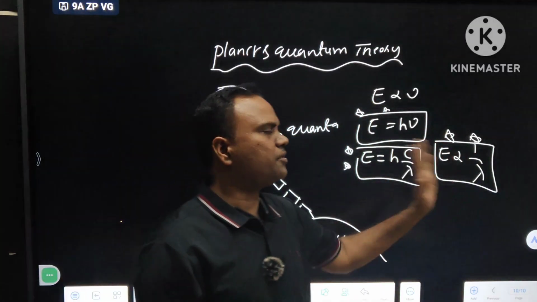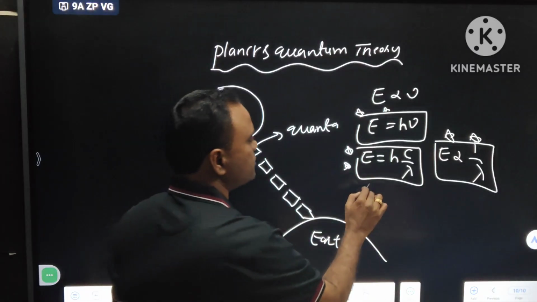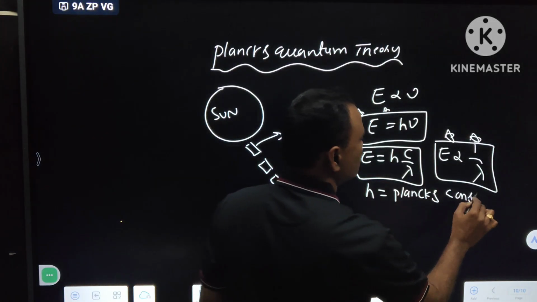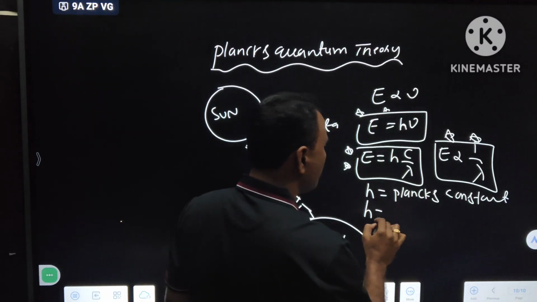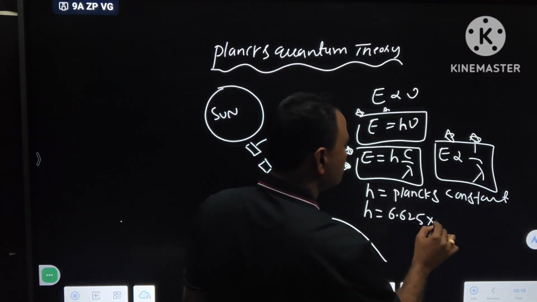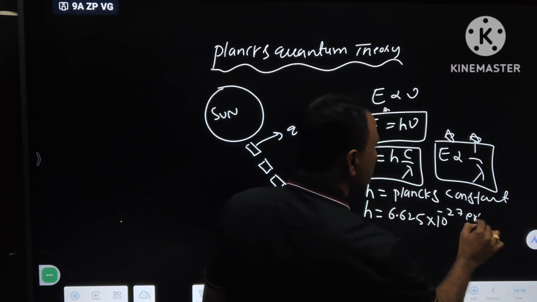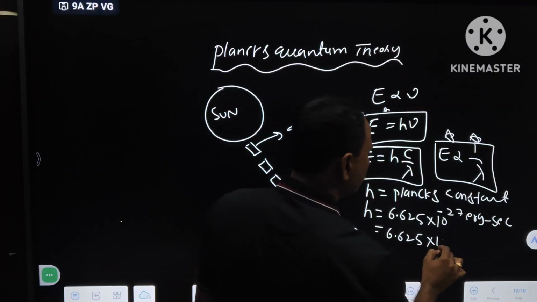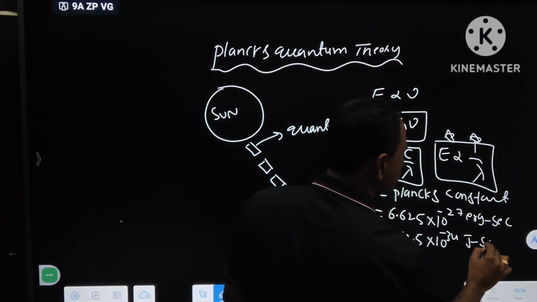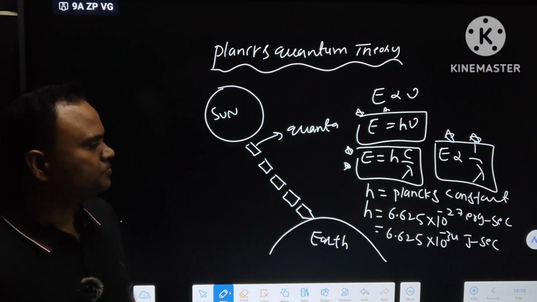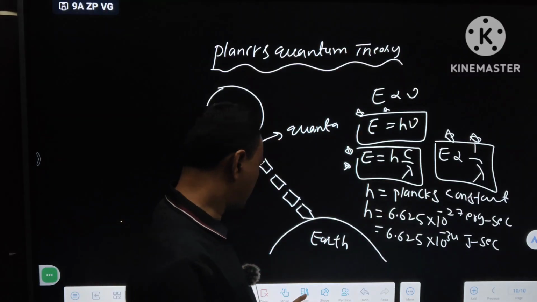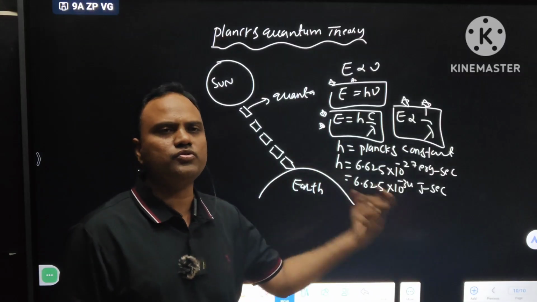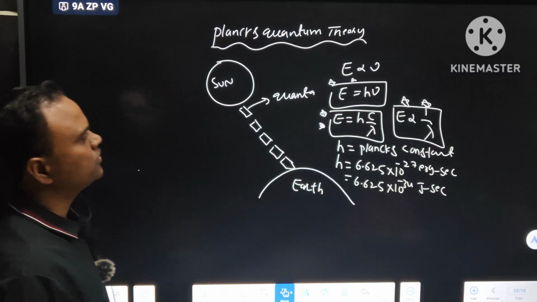Energy is inversely proportional to wavelength, and h is a constant, called Planck's constant. The h value is 6.625 into 10 to the power of minus 27 erg second, or 6.625 into 10 to the power of minus 34 joule second. Here just remember the formula and Planck's constant value, because we use Planck's constant directly.